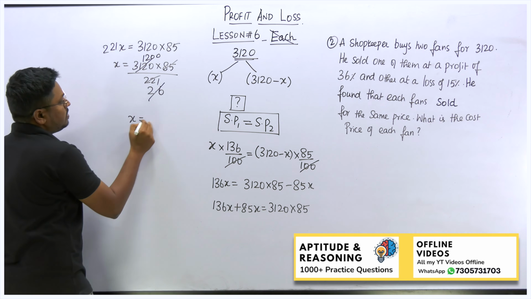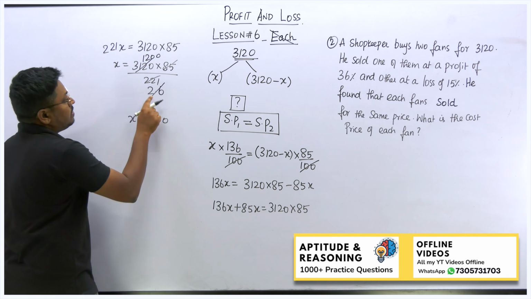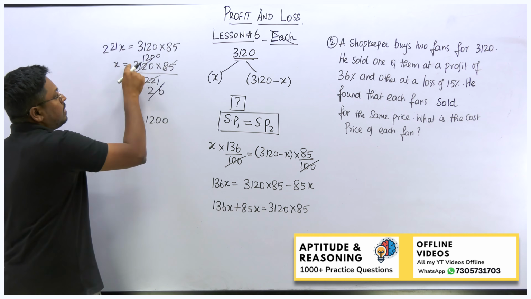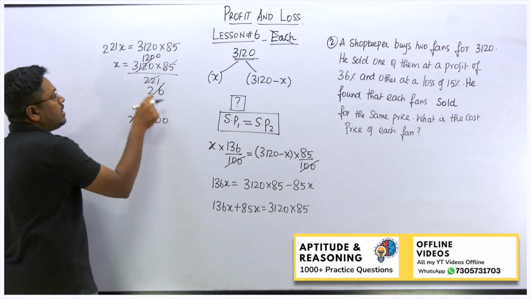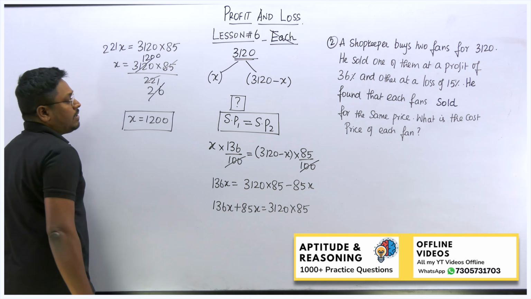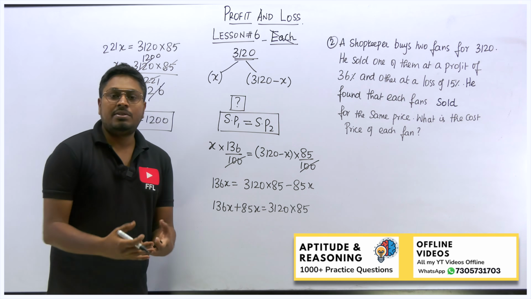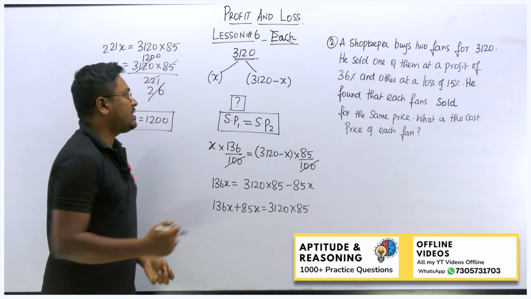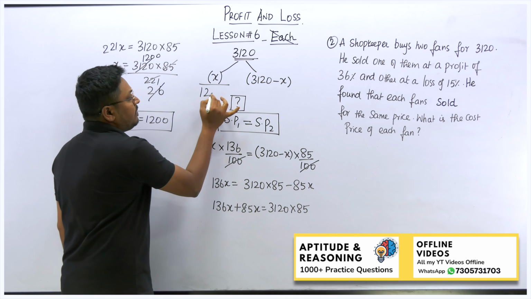So x is equal to 200, right? Divided by 10, we can bring there 312 divided by 26. So 312 divided by 26 will be 1200. So x is equal to 1200, right? So 1200 is nothing but the cost price of the first fan. So the first fan cost price we found is 1200.